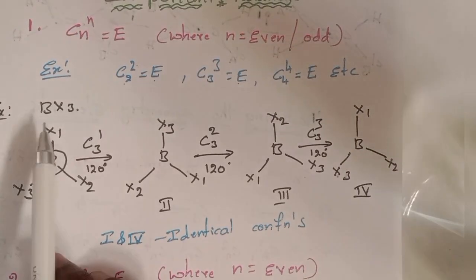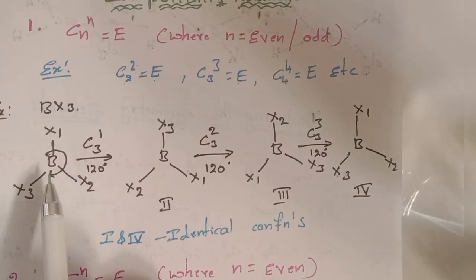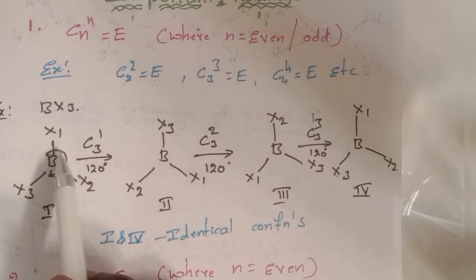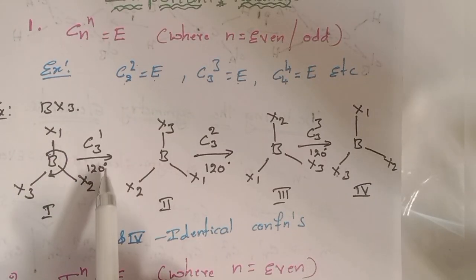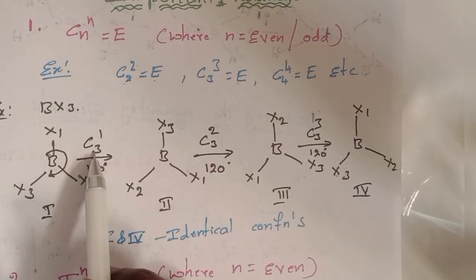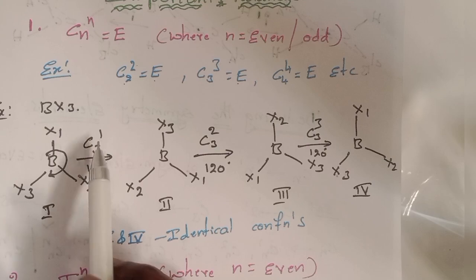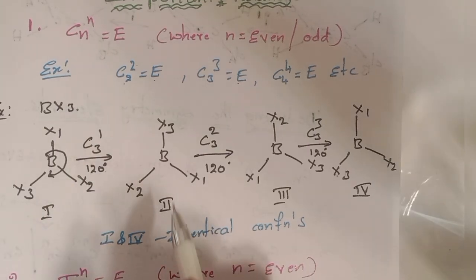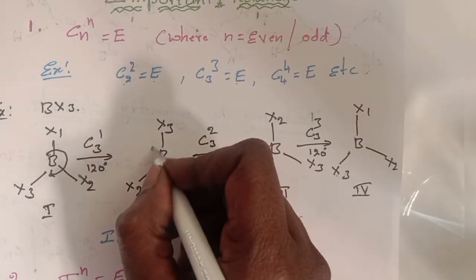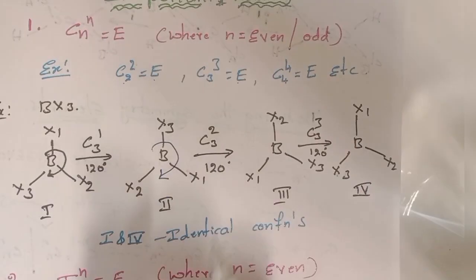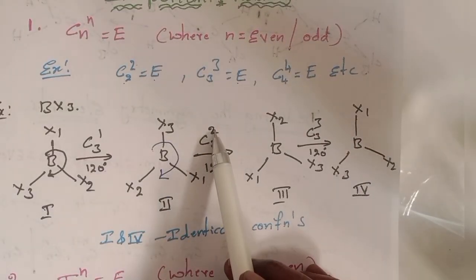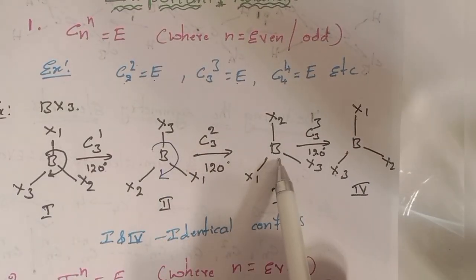For example, if we take the BX3 model, in the BX3 model the angle of rotation is 120, so the resultant rotational axis is C3, right? If we perform C3 one time, we will get the equivalent configuration like this. Okay. Again, we put the rotational axis a second time, C3 a second time. It will give the configuration like this.